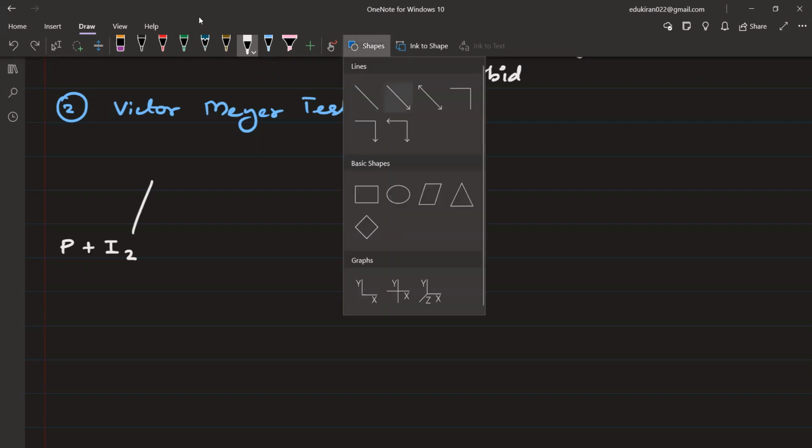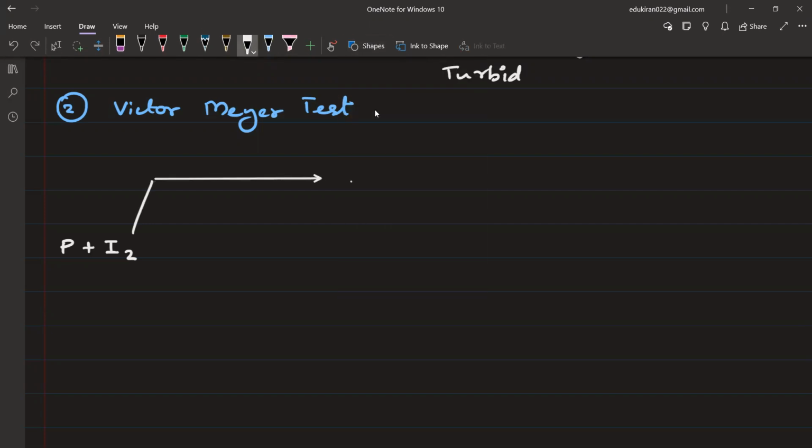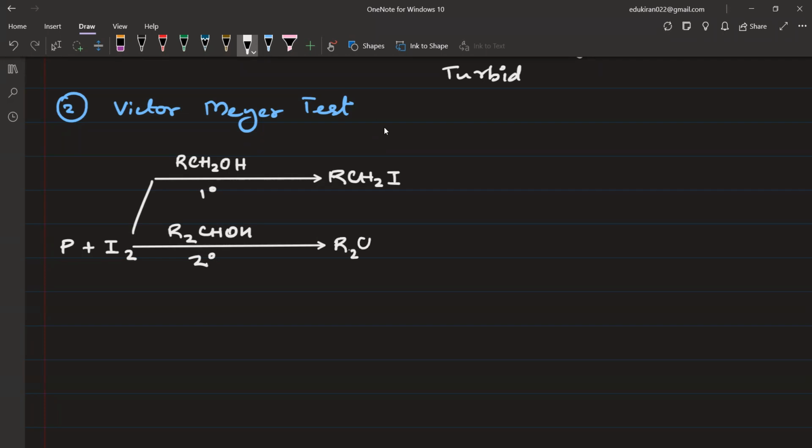So if I react this with phosphorus in the presence of I2, it is going to convert itself into what? Into iodoalkane, right? If I react RCH2OH, that means we are using a 1 degree alcohol. If I use a 1 degree alcohol, I will get a 1 degree haloalkane, RCH2I. And if I have a 2 degree alcohol, that means 2 alkyl groups on the CH connected to OH, it will convert itself to a 2 degree haloalkane, CHI, specifically an iodoalkane.